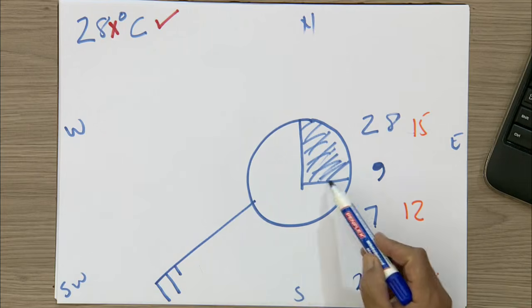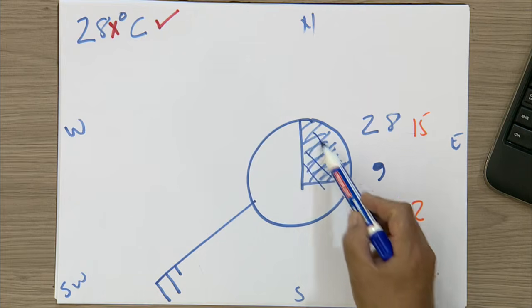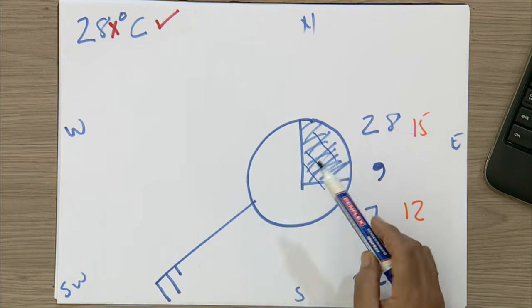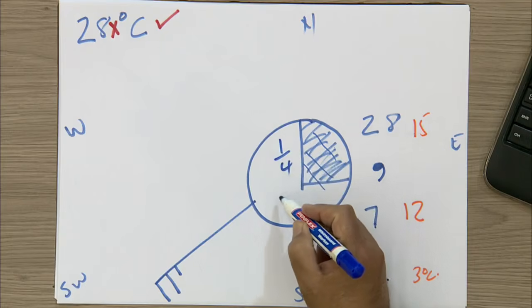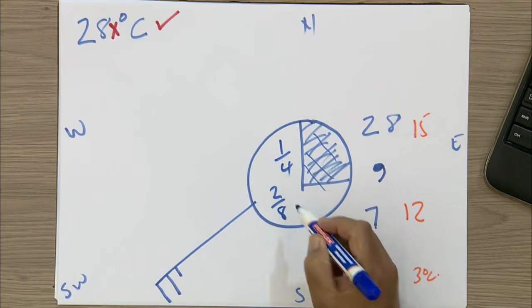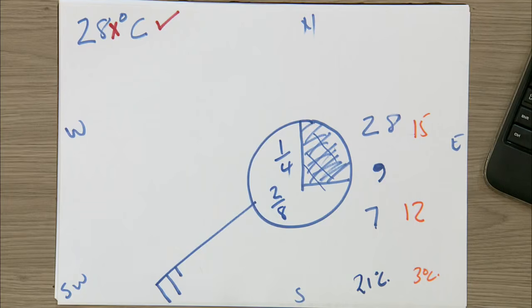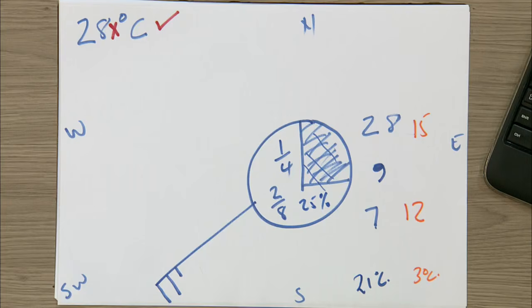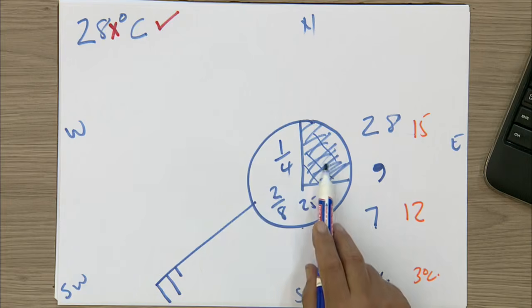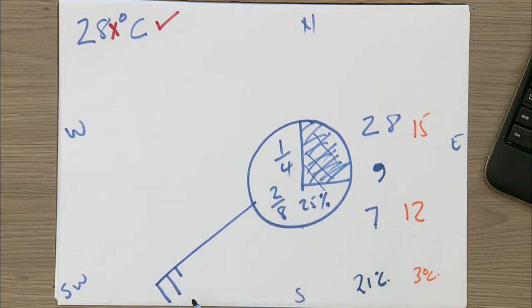Let's recap quickly. We have here cloud cover, 1/4, right? This is 1/4, or we can call it 2/8, or we could call it 25% of the sky is covered with clouds. So the cloud cover is 1/4. The air temperature, the temperature of the air, is 28 degrees Celsius.